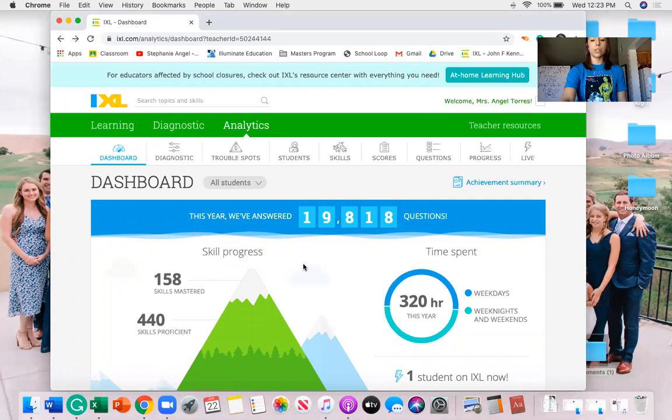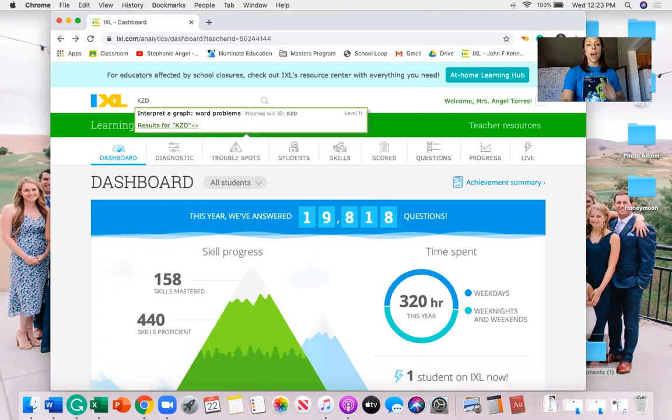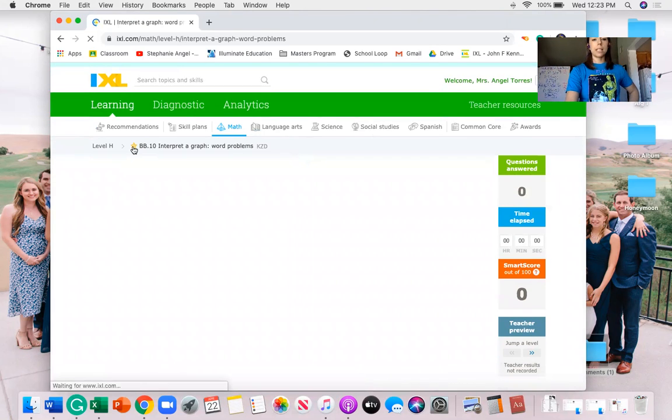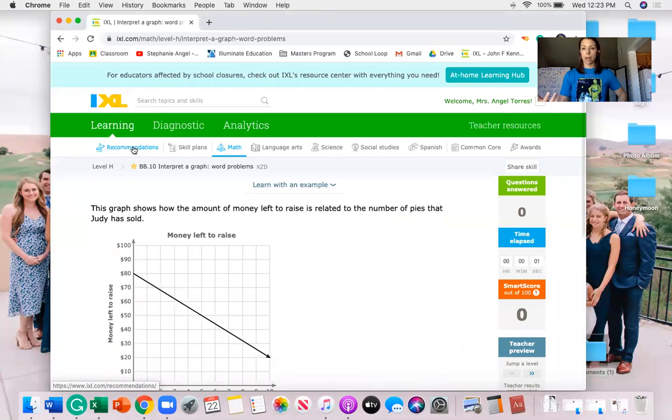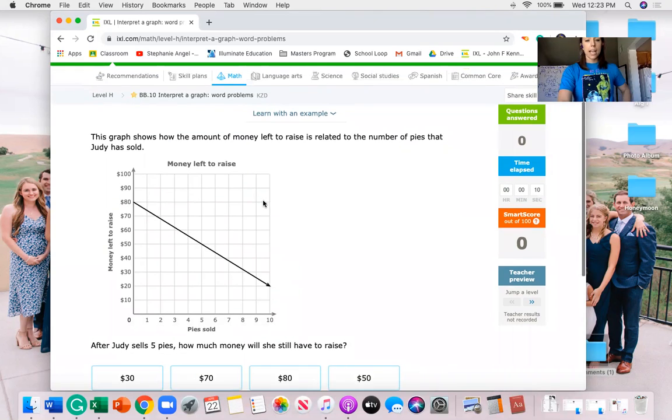The first thing you're going to do after you sign into IXL is type in the code KZD. The description is interpret a graph word problem. So we're going to click on that. And by the way, I have also recommended this skill for you. So when you go to your recommended skills, this should pop up. So the idea here is that you're going to be given a graph. It's going to have a line on it. But what's most important here is reading the title of the graph, which is always at the top, and what the X and the Y axis represent.